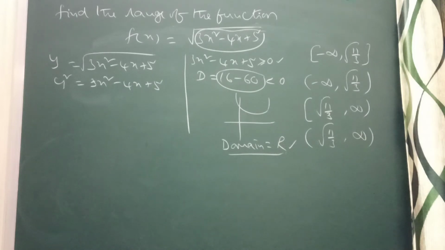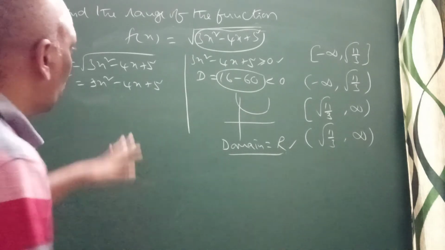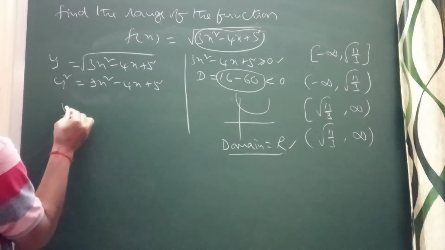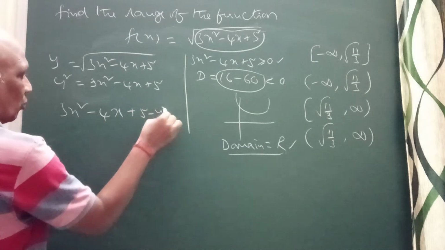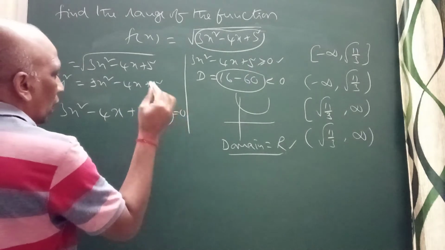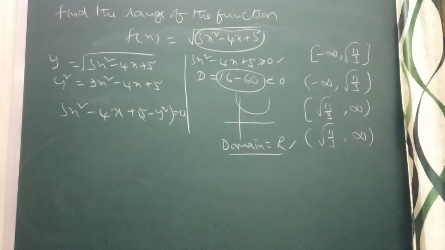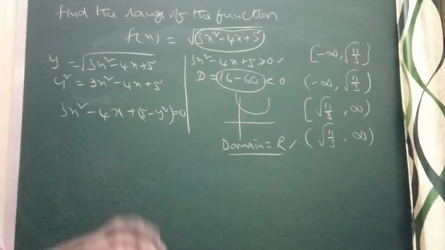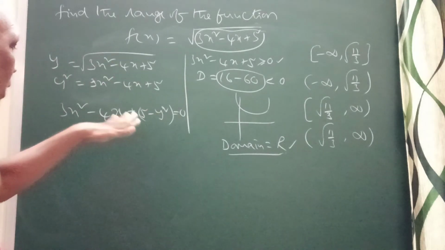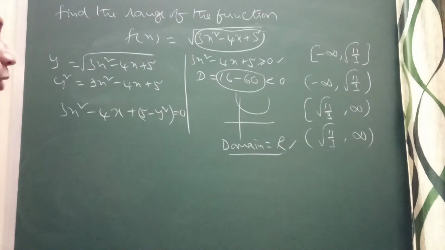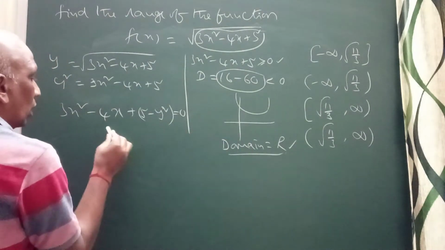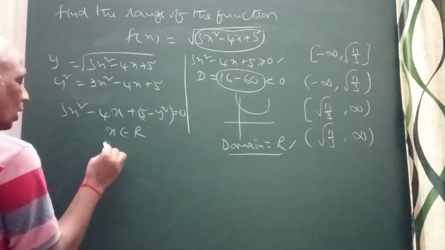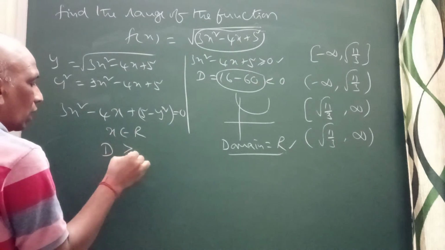So I can write this equation in terms of a quadratic. If I rearrange this, it will come 3x square minus 4x plus 5 minus y square equal to 0, right? I have just taken it like a quadratic equation, transferring this side. But we know that x is a real number, correct? x belongs to R. Since x belongs to R, a real number, the discriminant will be greater than or equal to 0.